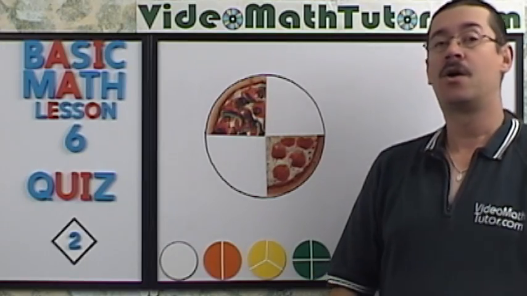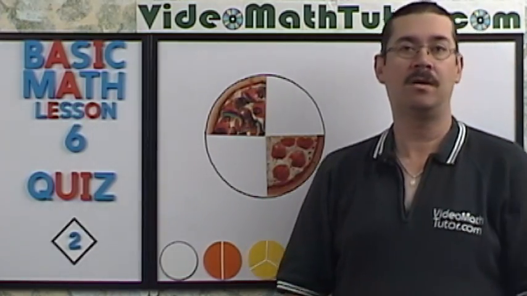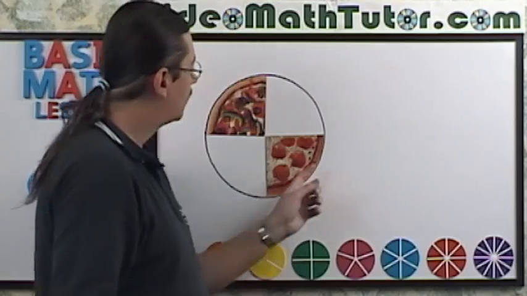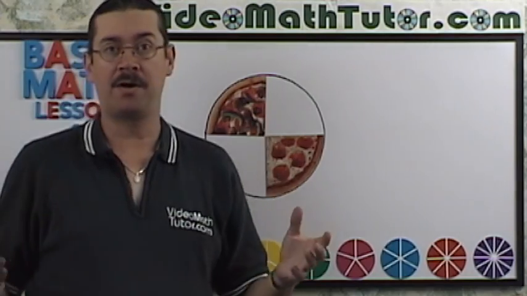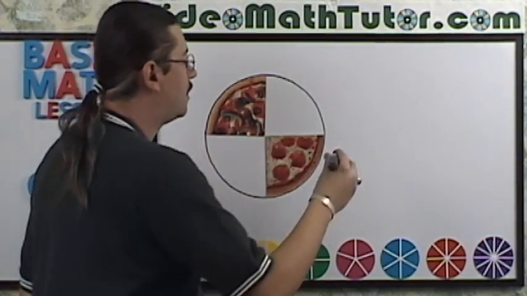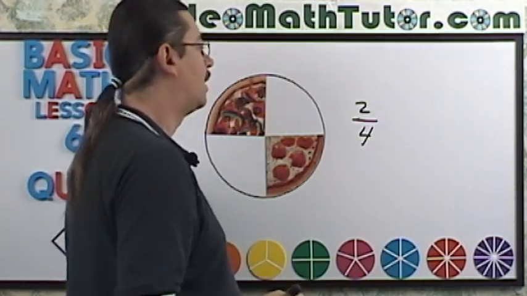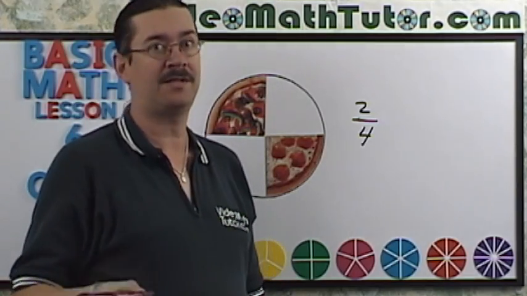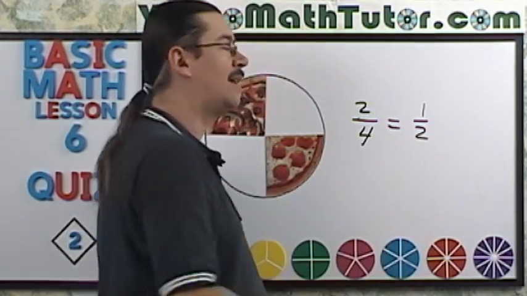Question number 2 asks, what fraction is represented by the shaded region over here? Well, let's see. This looks a lot like this right here. So it looks like 1, 2, 3. We got 4 parts, of which we have 2 of them. So the fraction is just 2/4. What is the reduced form of this fraction? Just cut everything in half, and you get 1/2.